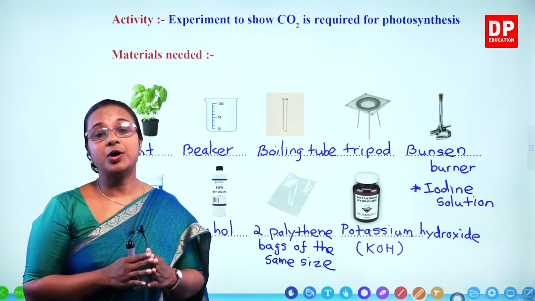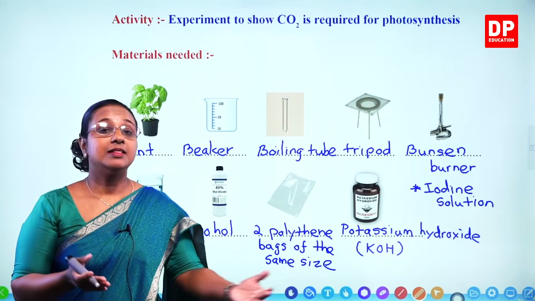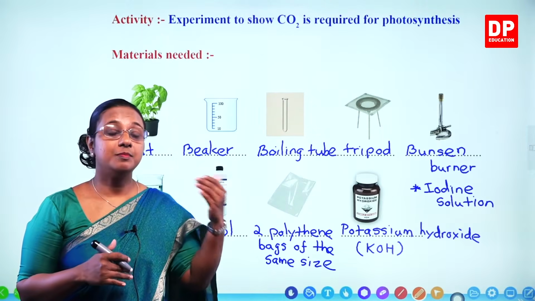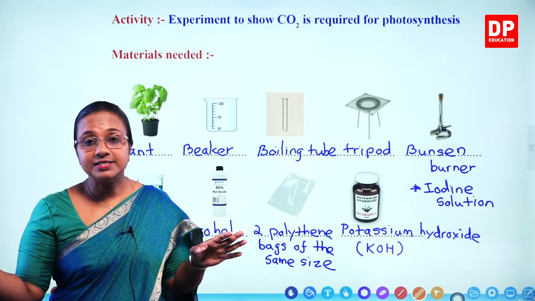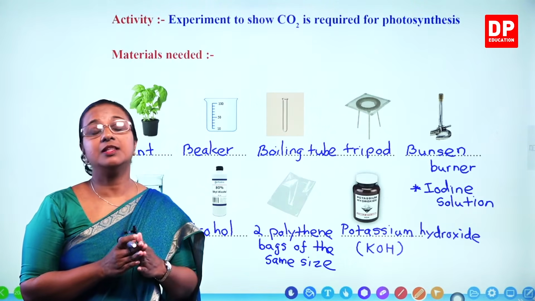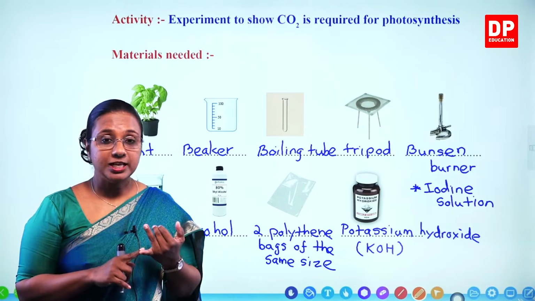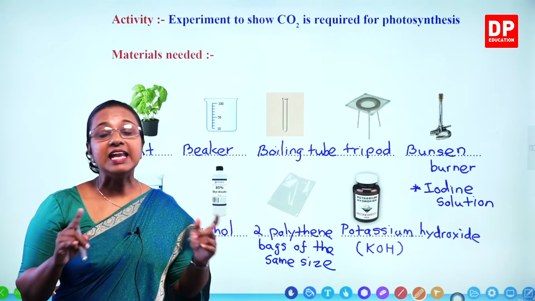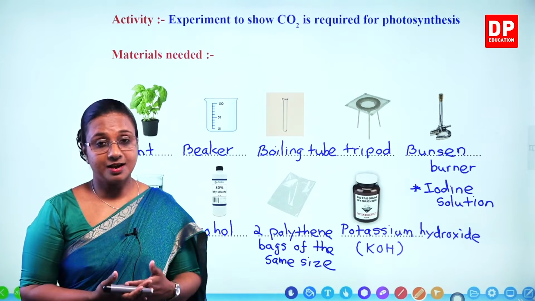And then we keep the potted plant under direct sunlight for about 3 to 5 hours. Then bring the plant back to the lab, pluck the 2 leaves and prepare the leaves. Before we prepare the leaf, we have to make sure what is the leaf that had been in KOH and the other leaf that had been inside the bag with water. And then prepare both the leaves separately. Boil in water, boil in alcohol using a water bath, wash it with water, and then we test it with iodine to see whether there is starch.